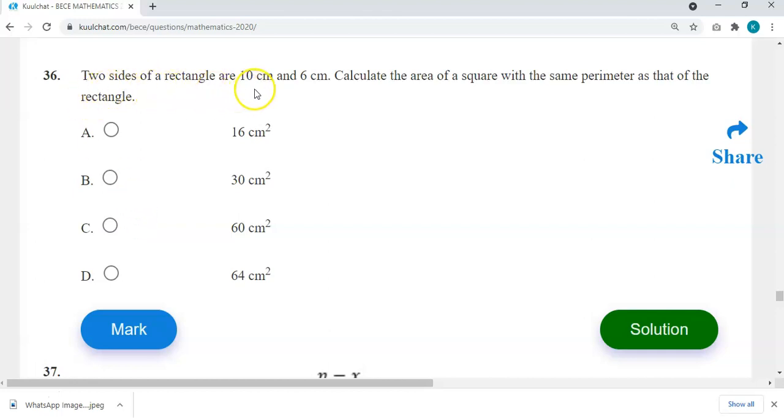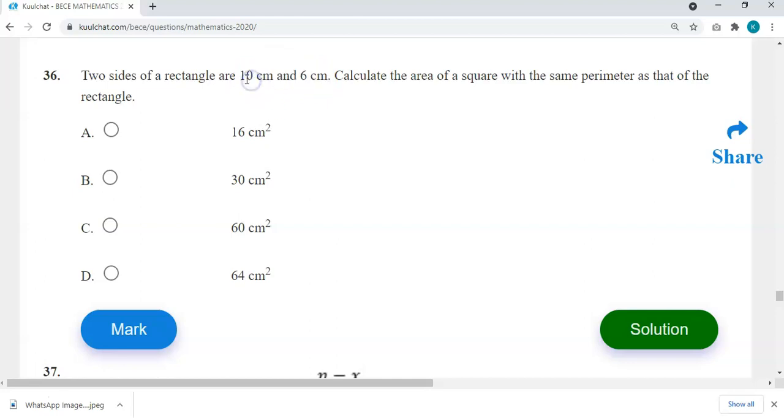So we move on to question number 36. Two sides of a rectangle are given. Calculate the area of a square with the same perimeter as that of the rectangle. I've explained this in our first video. They have the same perimeter, so you have to calculate the perimeter of the rectangle here. A rectangle has two of the sides equal.